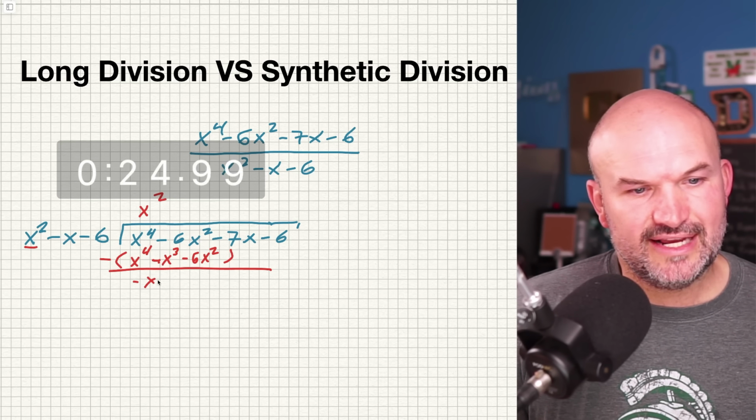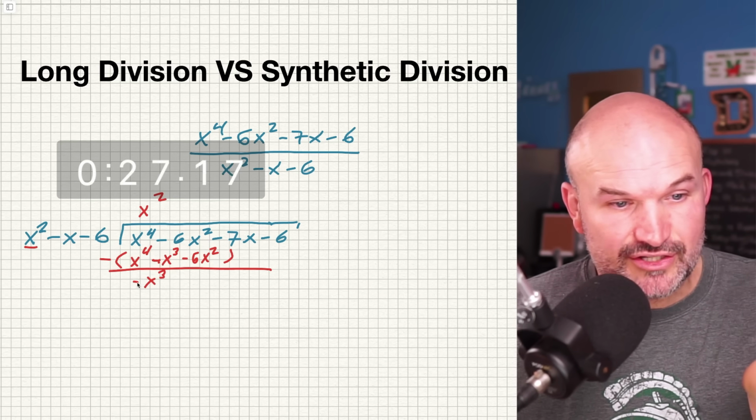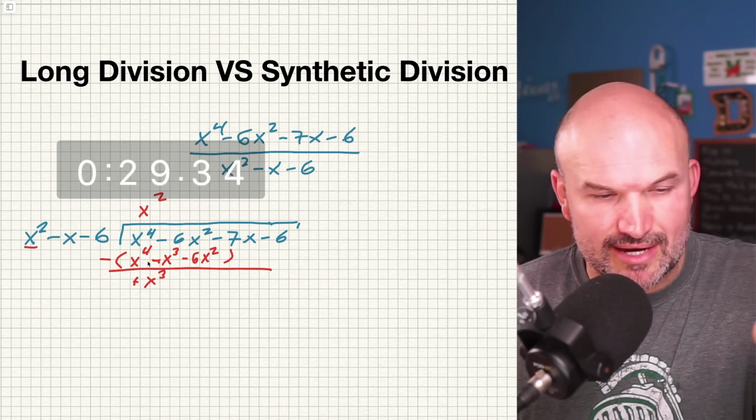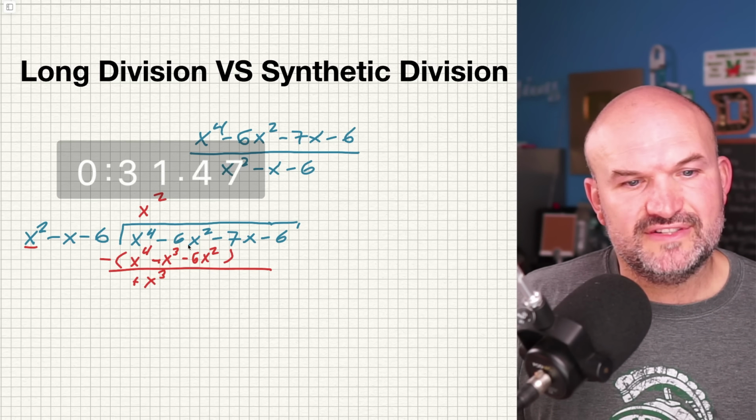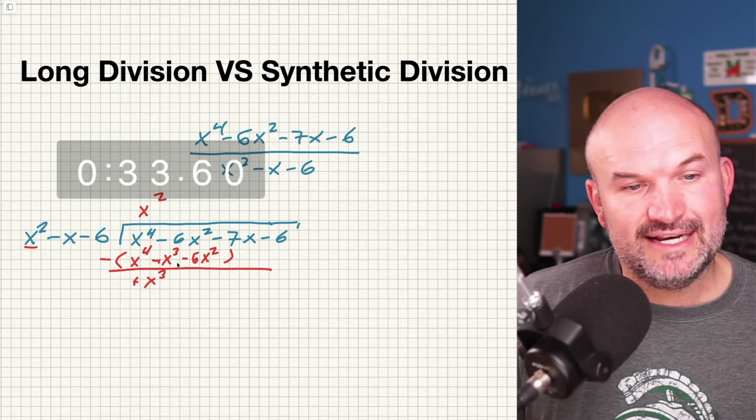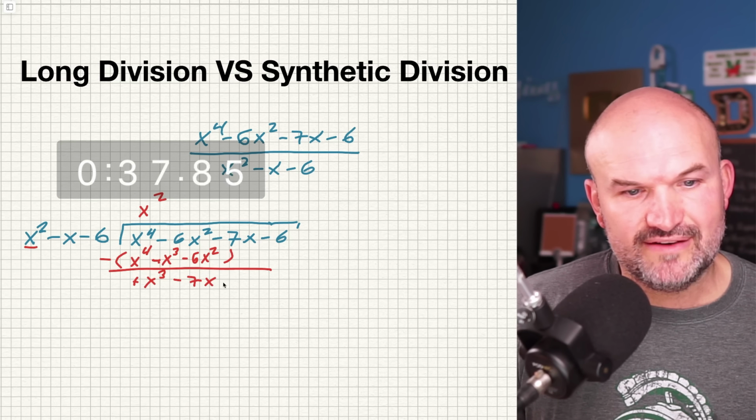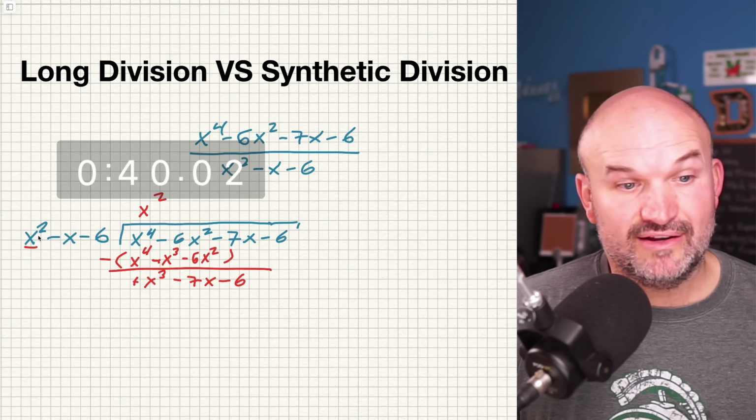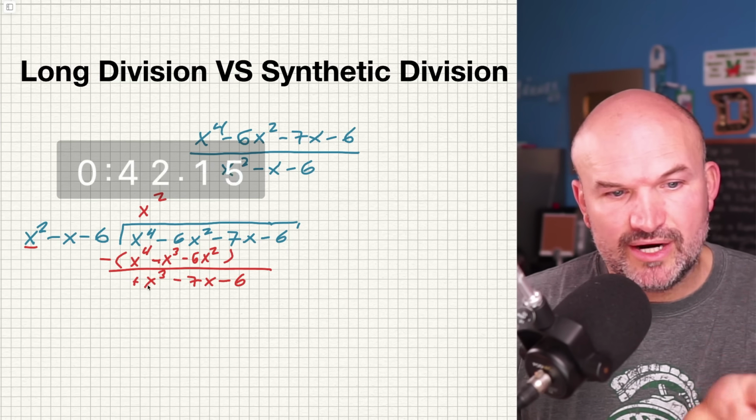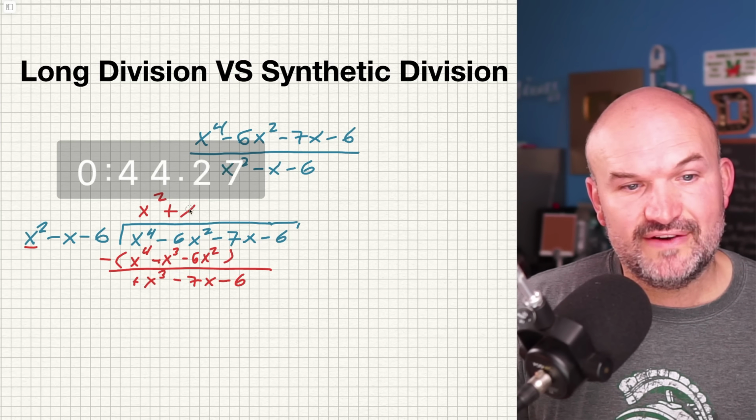I can bring down this negative x cubed because I'm not subtracting. Oh, actually, that's a positive x cubed because that's a double negative. Negative 6x squared minus, that's add to there, so that's going to be a 0x squared. And then I can just bring down the negative 7x minus the 6. Now, again, we do the same process. x squared goes into x cubed. That's going to be a positive x times.